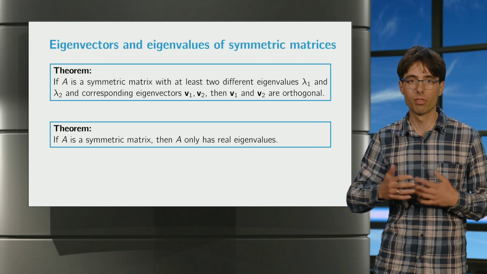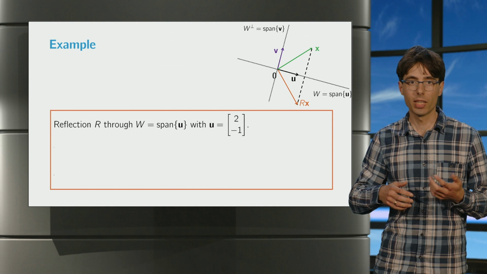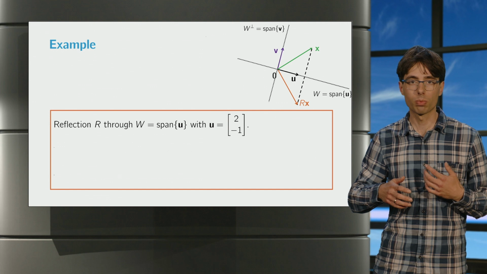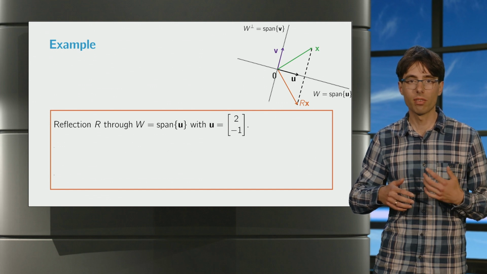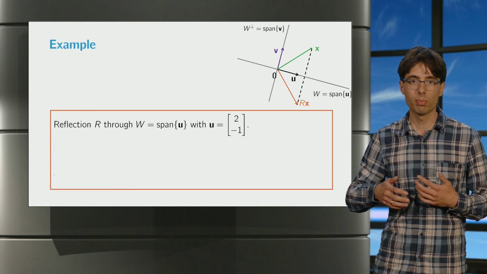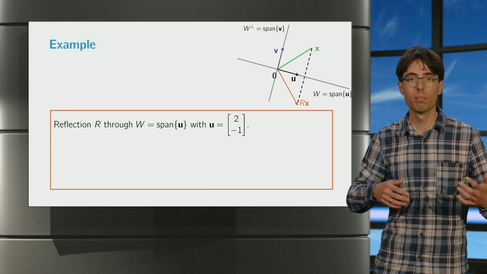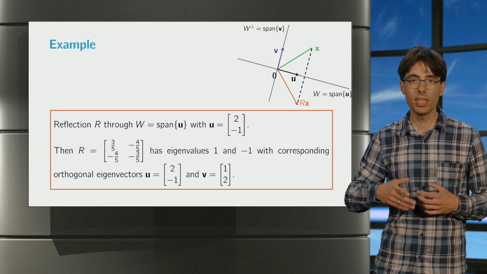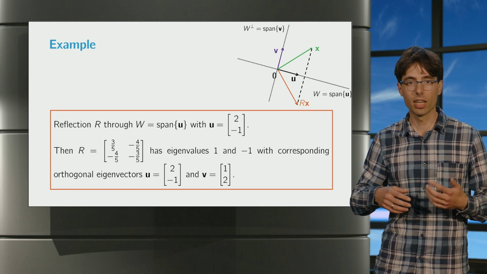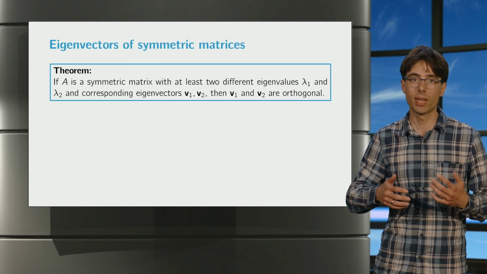Instead, let's do an example first. Consider the reflection R through the subspace spanned by the vector (2, -1). Since this reflection leaves the vector u in its place, u is an eigenvector with eigenvalue 1. Moreover, any vector v orthogonal to u is mapped to minus v, so such a vector is an eigenvector with eigenvalue minus 1. So we see that this reflection only has real eigenvalues and that the corresponding eigenvectors are orthogonal. Let's turn to the proofs of our two main results.